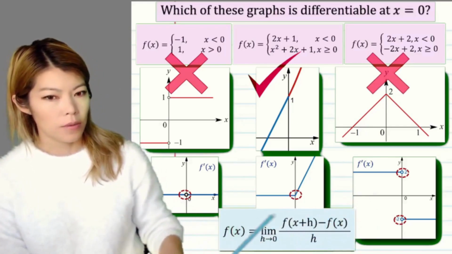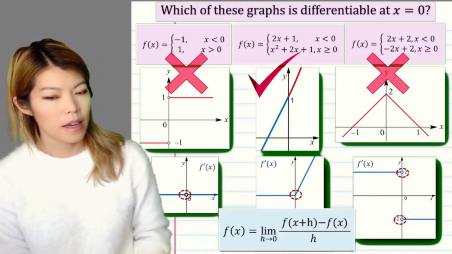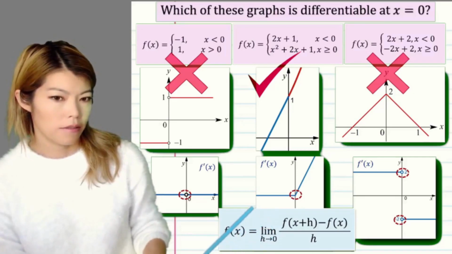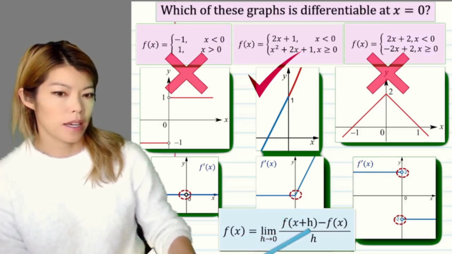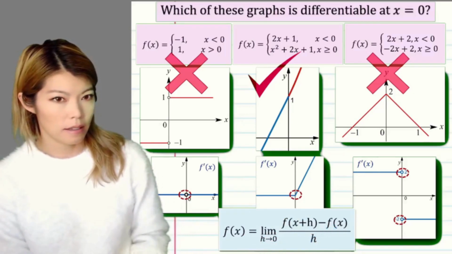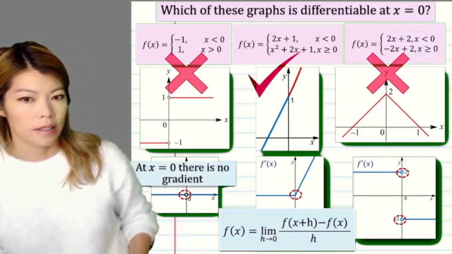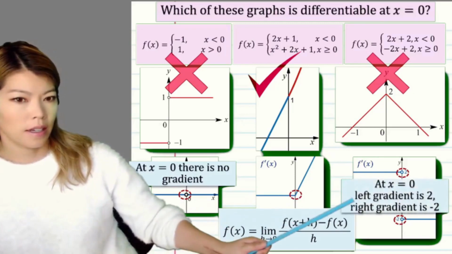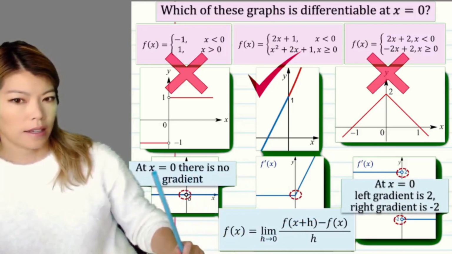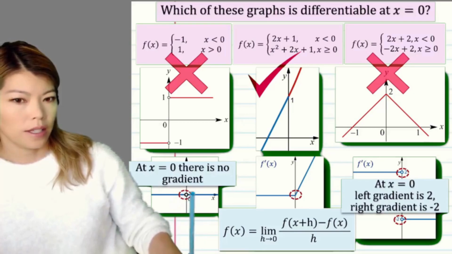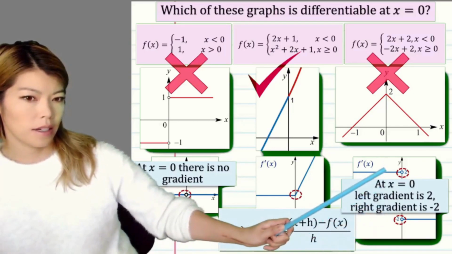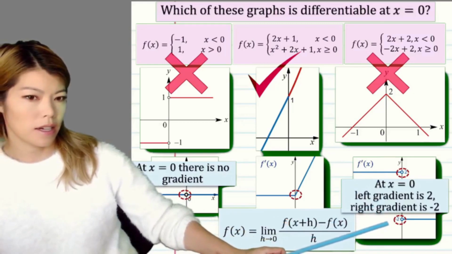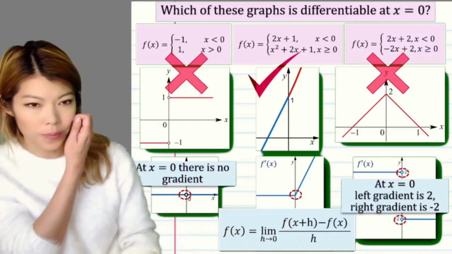So last year we had a look at this statement here. The gradient exists if for the function the limit as h approaches 0 of f of x plus h minus f of x over h exists. No gradient at x equals 0 for the derivative, and here at x equals 0 the left gradient is not the same as the right gradient. They're not approaching the same value.